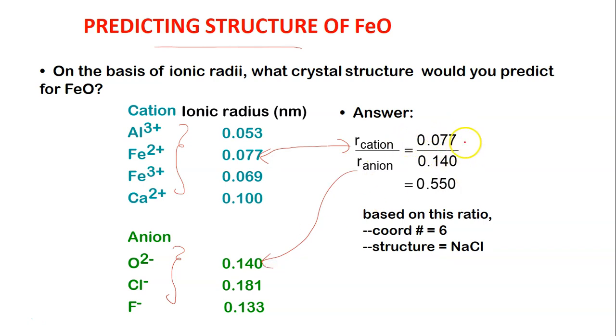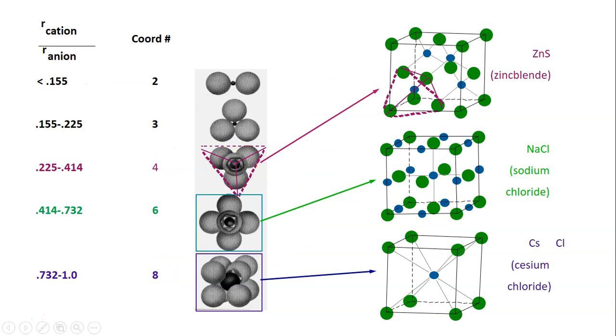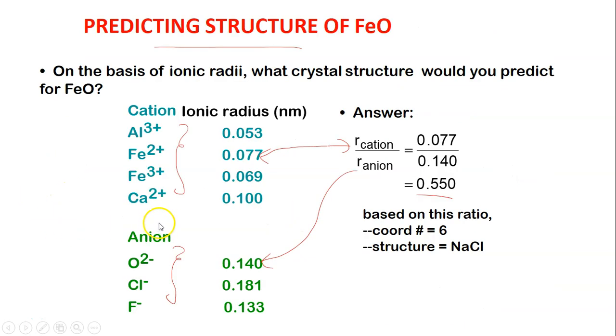So just substitute into the radius ratio equation and you get 0.550. You refer back to this table here. 0.55 is somewhere here, so they have a coordination number of 6. So based on this ratio, the coordination number is 6 and the unit cell structure is sodium chloride. And that is the structure of ferrum oxide. It resembles sodium chloride.